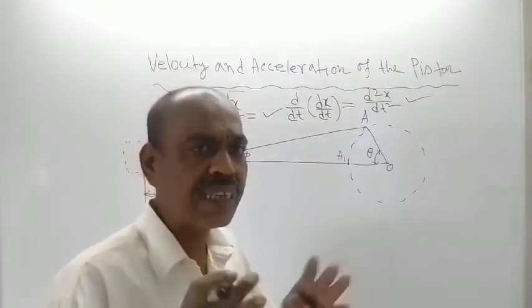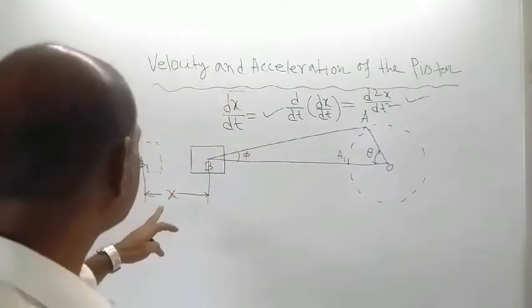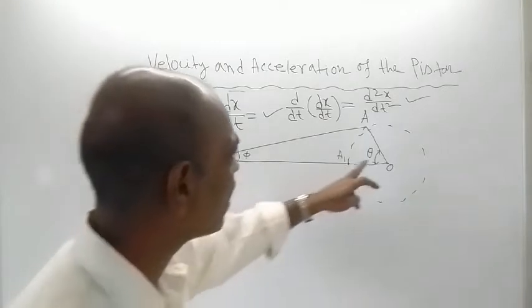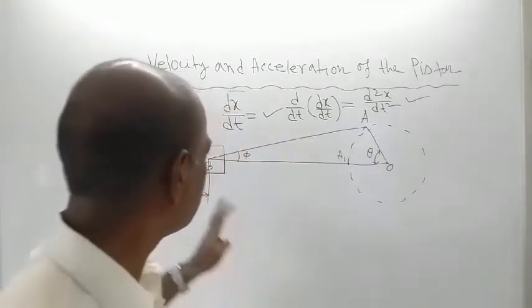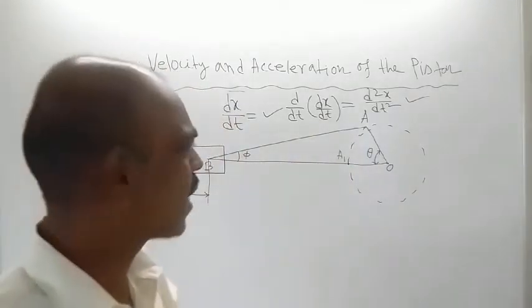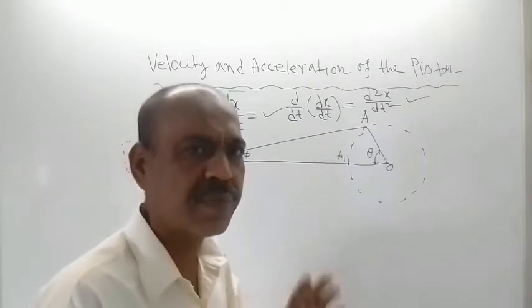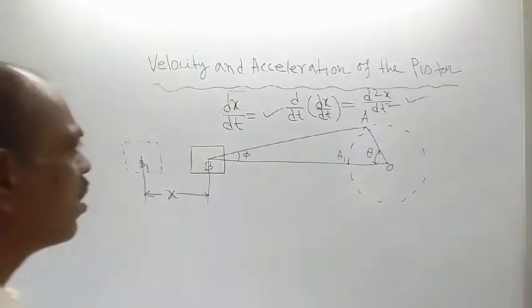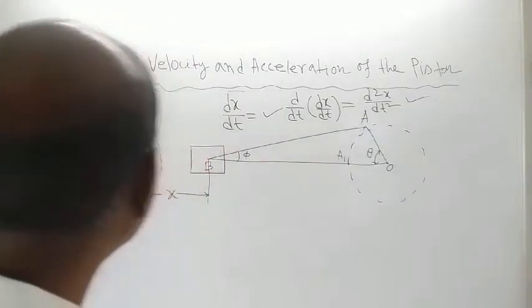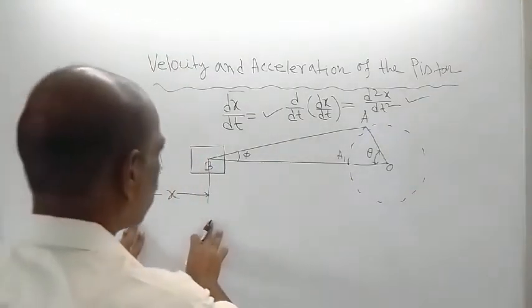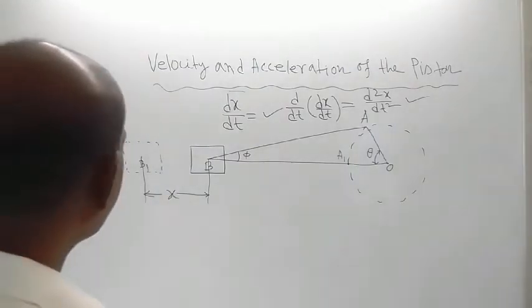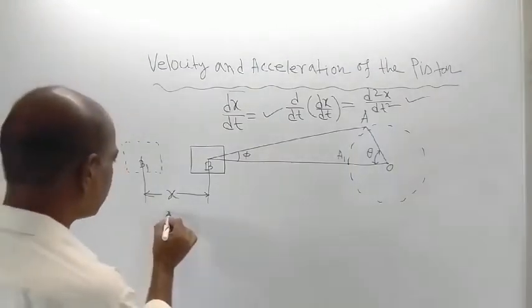So our objective is to find out the relationship between this x and this theta. This is simple geometry. Just by analyzing this geometry, you can easily obtain the expression for x with theta. So let us do the same thing here. So this is x. So I am writing here x.